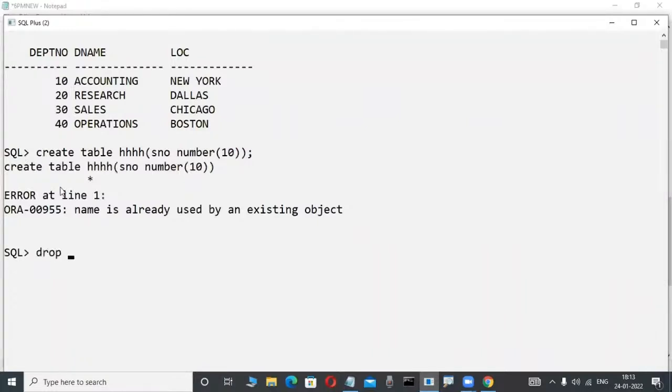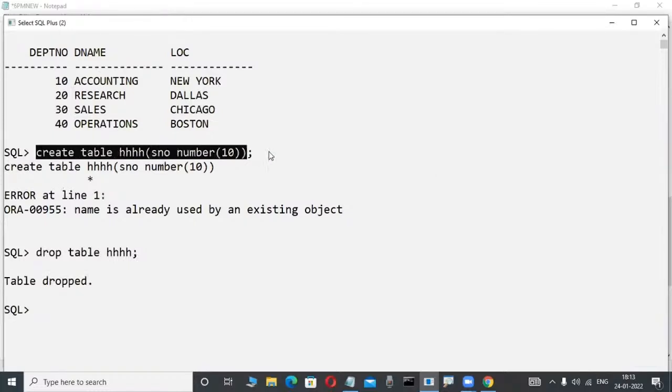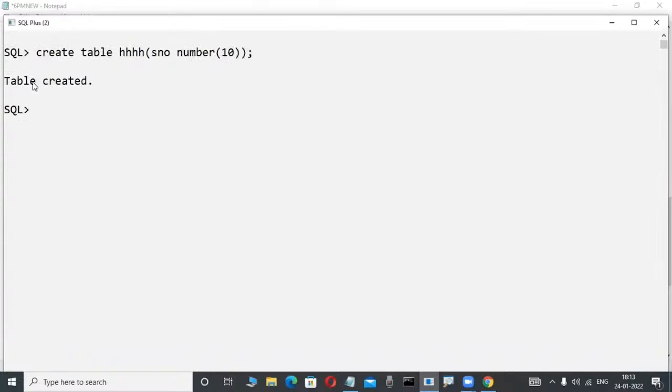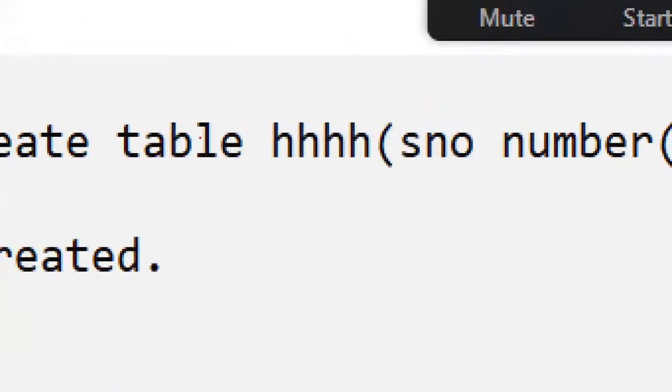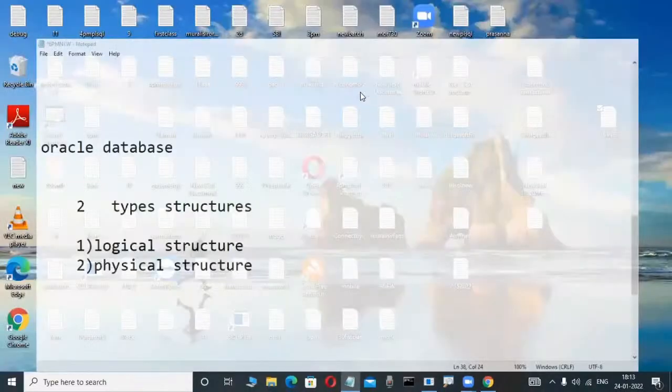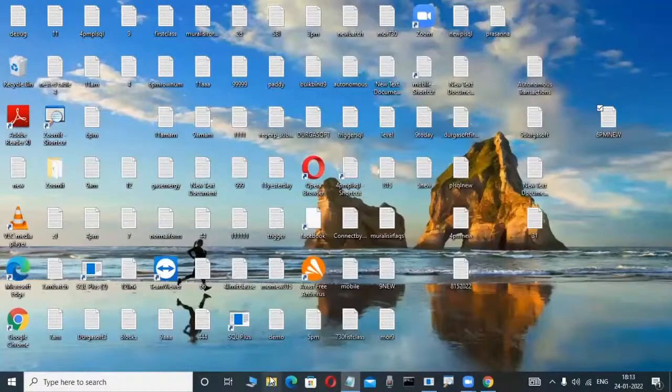Now here, already these tables are there. Suppose I'm creating a table in my database. Whenever I'm creating a table, this is not visible in the operating system. Observe here, this is not visible in the operating system. This is in my system.